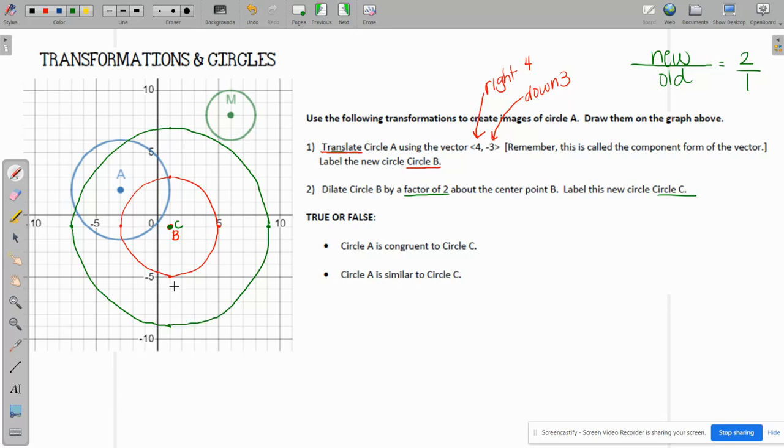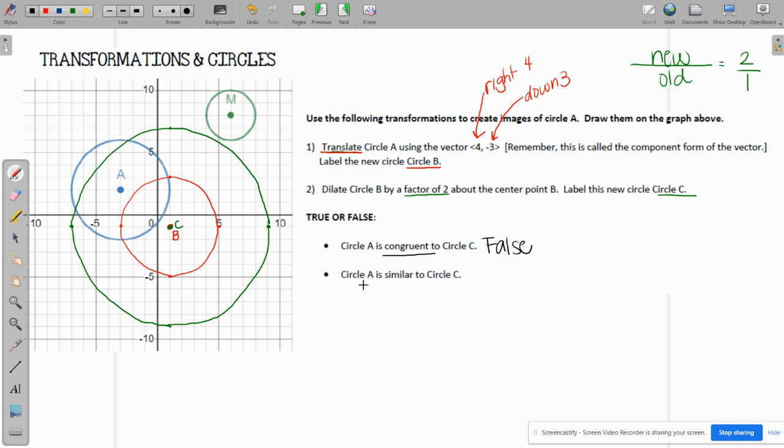And there we go. So we have our circle C here is green, the circle B is red, and then the circle A here was our original one. So let's answer some true or false questions. True or false? Circle A is congruent to circle C. Remember, congruent means that they would be the same size. Obviously, circle A and circle C are not, so this would be false.